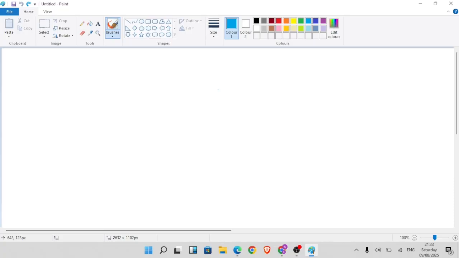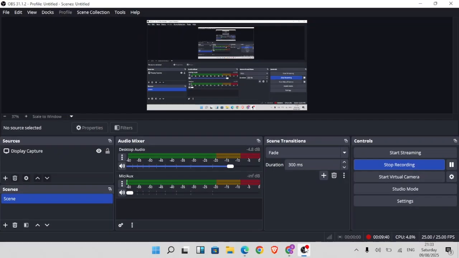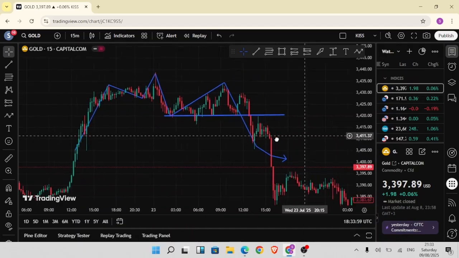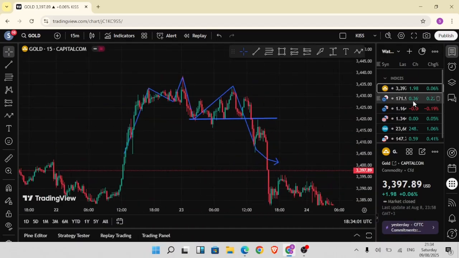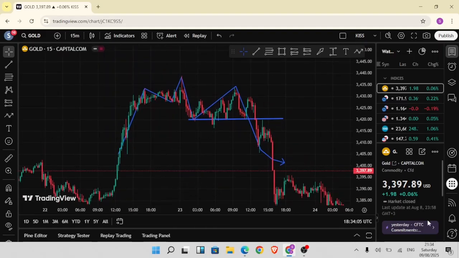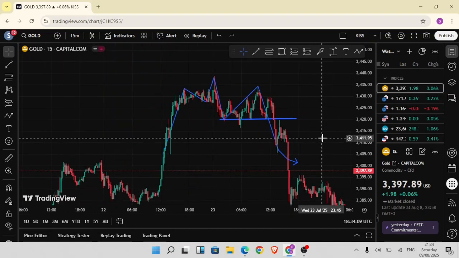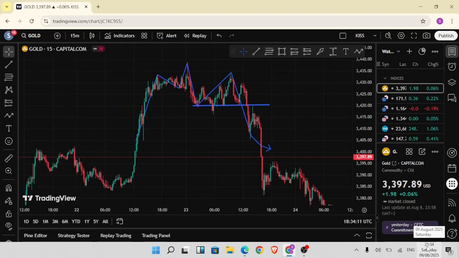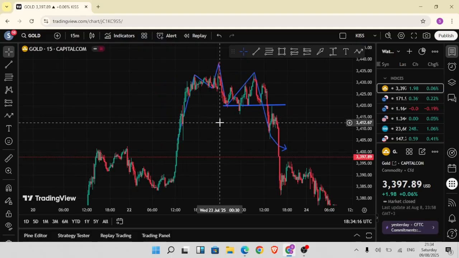Now let us go to the live examples on the charts. Closing this, I don't need to save it. Now coming to the charts, we'll start with gold. This is gold. Price is not currently moving, so it is a weekend. Saturday, 9th of August 2025, right?